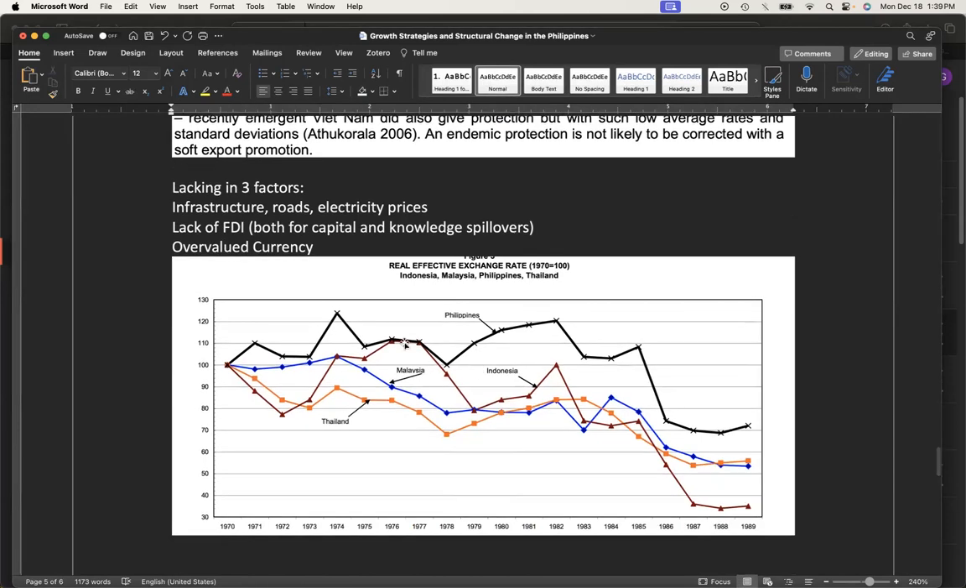And in this plot here, you can see that the real effective exchange rate is higher for the Philippines. And again, a higher number means appreciation, and a lower number means depreciation. Everyone else had a lower real effective exchange rate, which means their currency is weaker, and which will make their products more attractive to the export market.